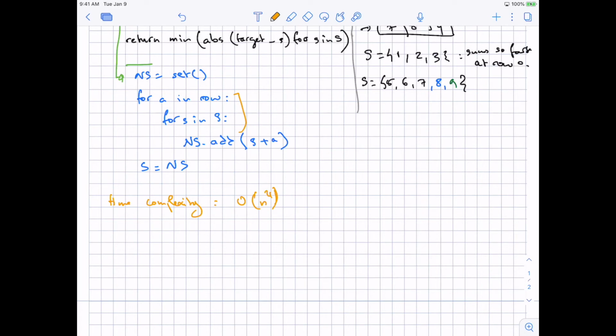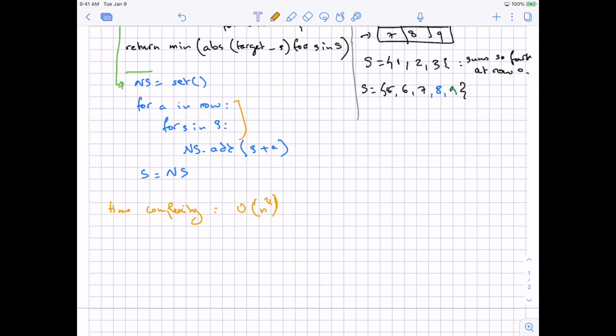And this is a really big number, right? So yeah, I suppose it's likely we'll get TLE. So let's think about how we can improve it, how we can improve this brute force.